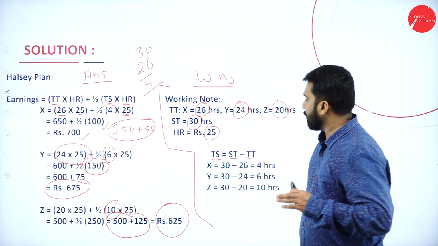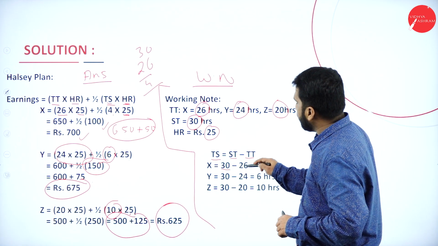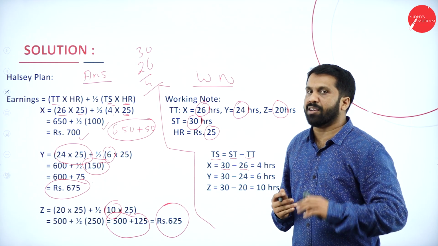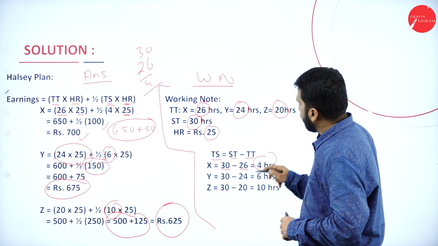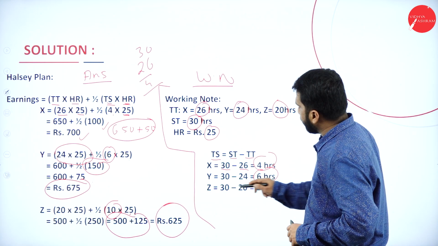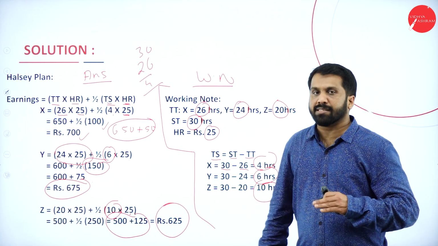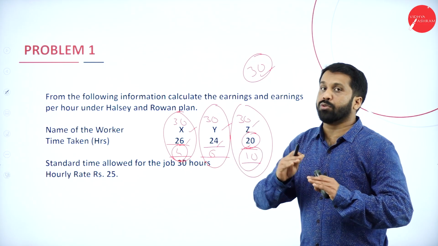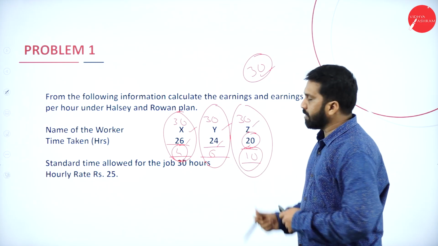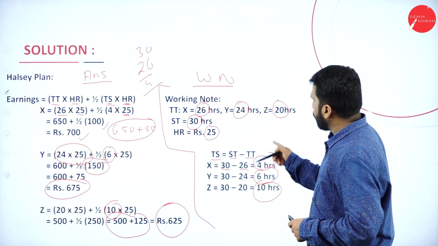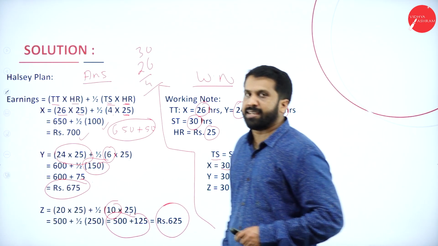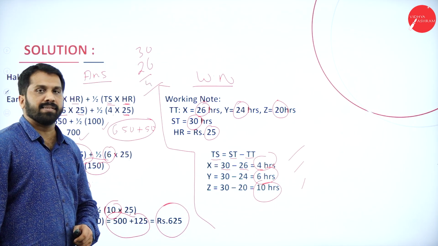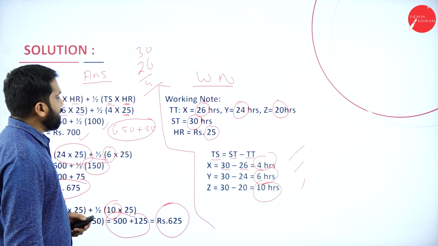What is the standard time? The standard time is 30. Time taken is 26. 30 minus 26, how much? 4. 30 minus 24, 6. 30 minus 20 is 10. Same thing we have done here. But this is not the proper way. I just did this to make you understand. But in your examination, you are supposed to do it like this. So this is all about your working note.